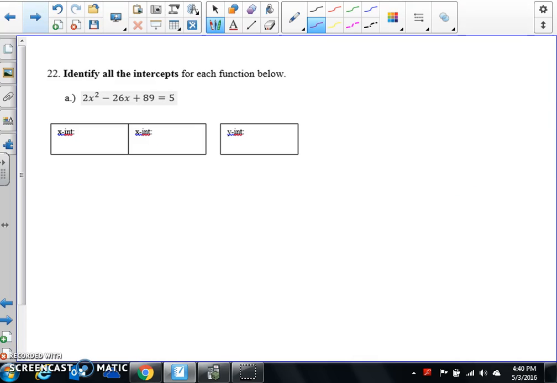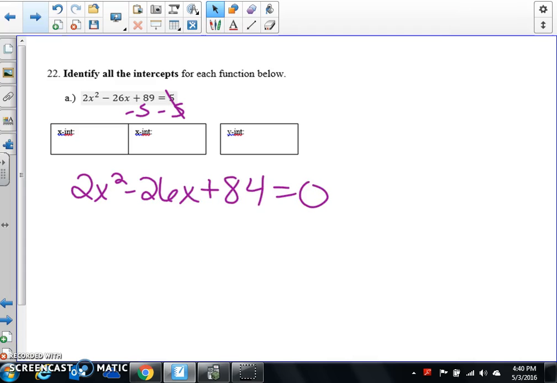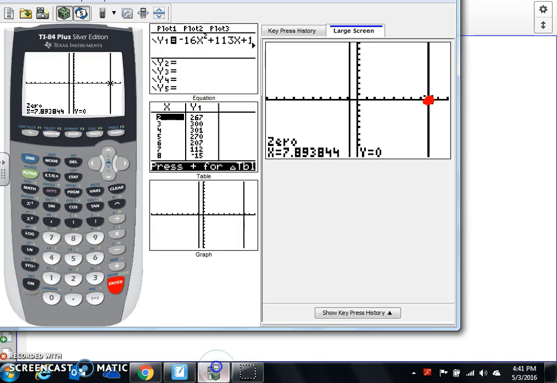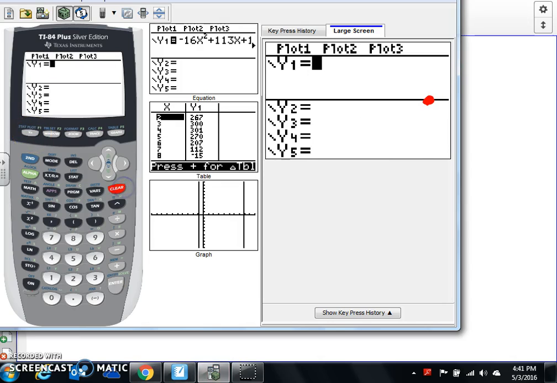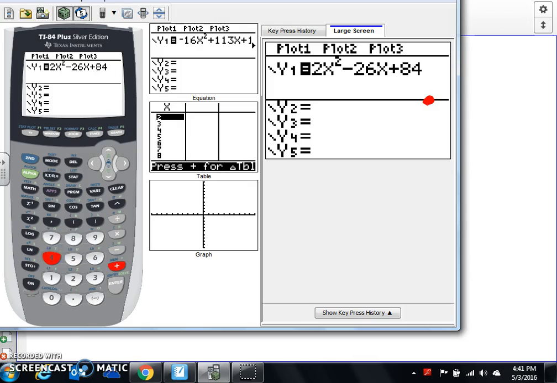Identify all the intercepts for each function below. All right, as long as you go ahead and subtract 5, you have to have it equal to 0. So 2x squared minus 26x plus 84 equals 0. For me, the easiest way to do this is to plug it in my calculator. So grab your calculator, go to your y, clear it out, and put in your equation. 2x squared minus 26x plus 84.